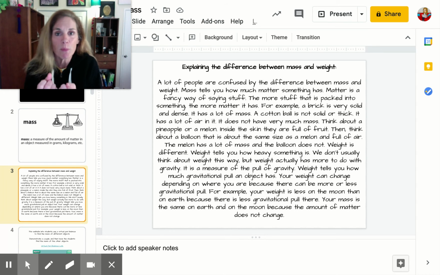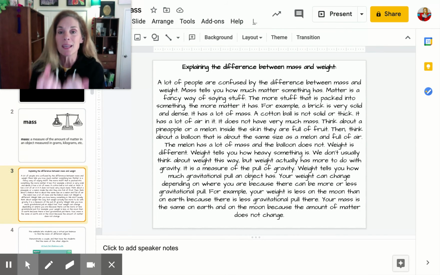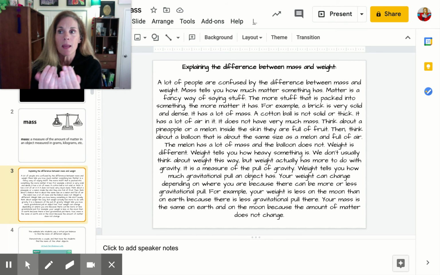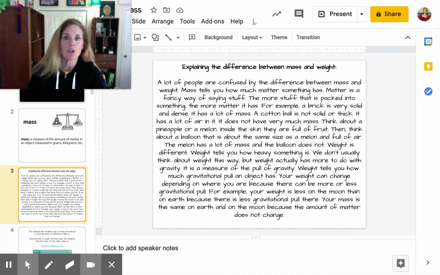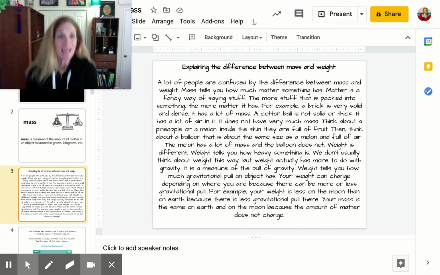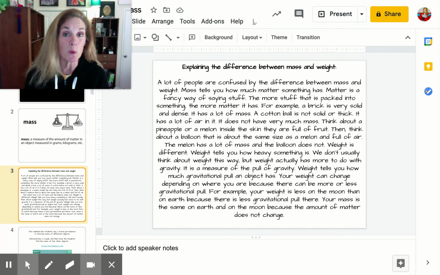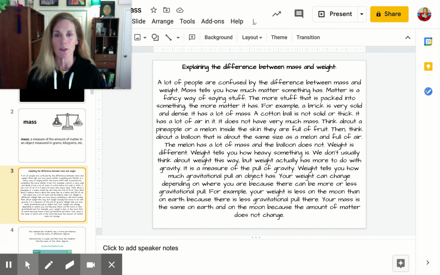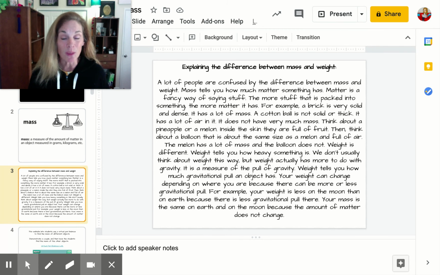So on a different planet or on the moon, for example, the weight of something is different, but the mass is always the same. It doesn't matter whether you're on a planet that has a huge amount of gravitational pull or a tiny bit. Your mass, you are still the same, right? You're just standing on the moon, so you have a different weight because the gravitational pull on the moon is different. Your weight is less on the moon than it is on Earth. Your mass is the same.